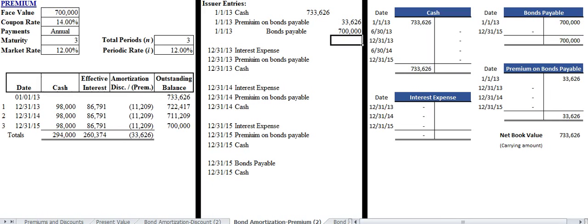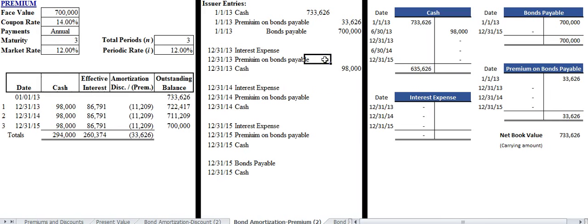$700,000. Okay? Notice the entries here. $700,000 bonds payable. The premium is $33,626. So now it increases the net book value or the carrying amount of the bonds payable. Okay? We receive $733,626 in cash. So we're going to do the same thing over here. Cash payments are going to be $700,000 times 14% is going to be $98,000 every year.